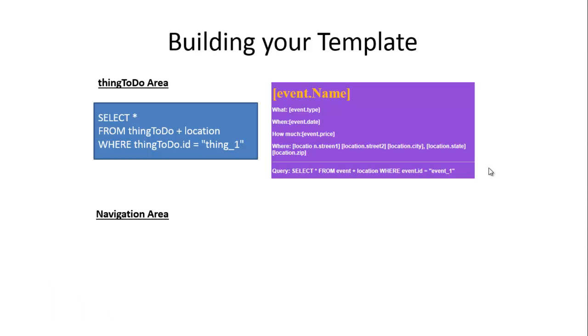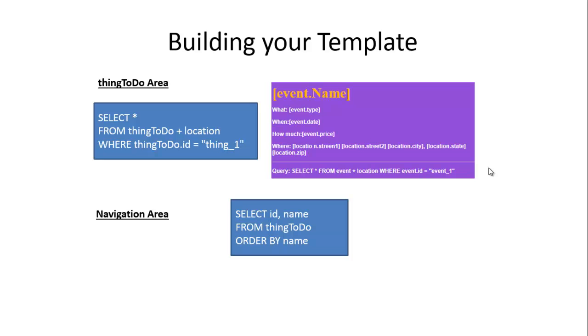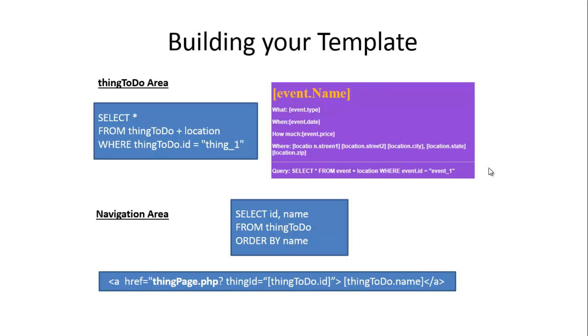with this query. I also have the navigation area, and that navigation area uses this query, which we've talked about before, and it uses this query to loop through and repeat this a href over and over and over again, each time with a different event ID and a different event name.